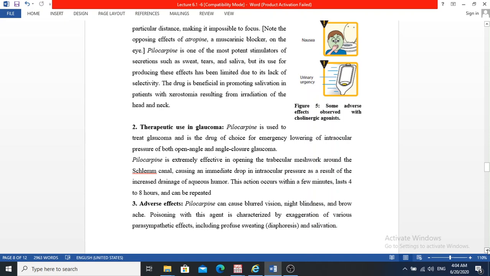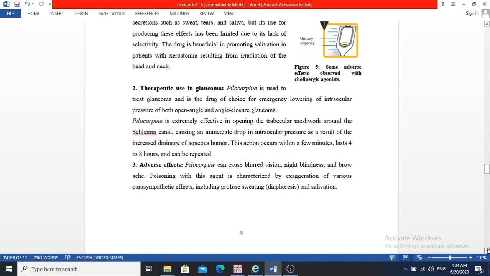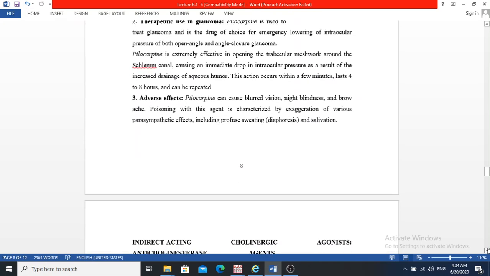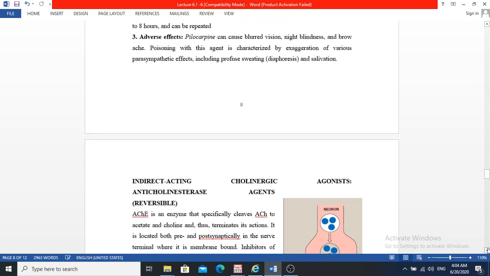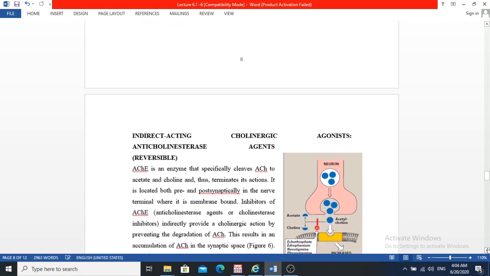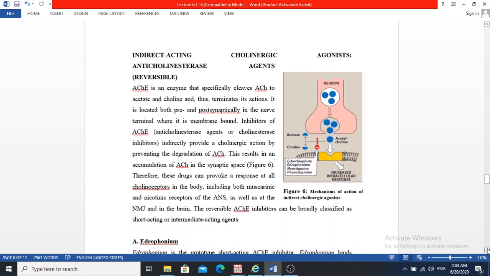Let us go to the adverse effects. Pilocarpine has caused blurred vision, night blindness, and brow ache. Poisoning with this agent is characterized by exaggeration of various parasympathetic effects, including profuse sweating, diaphoresis, and salivation. Now let's come to the indirectly acting anticholinesterase enzymes.